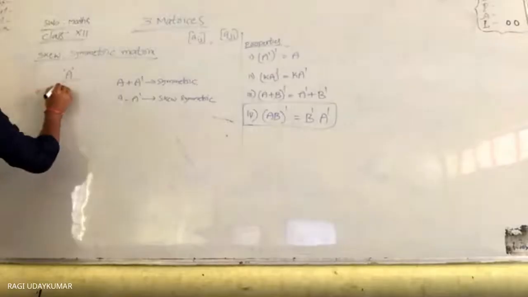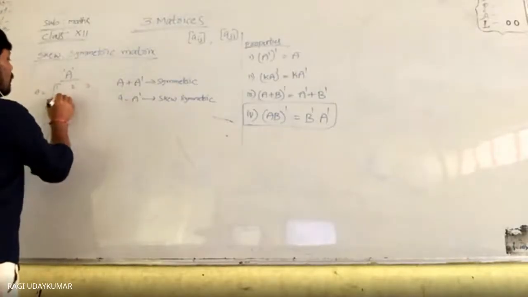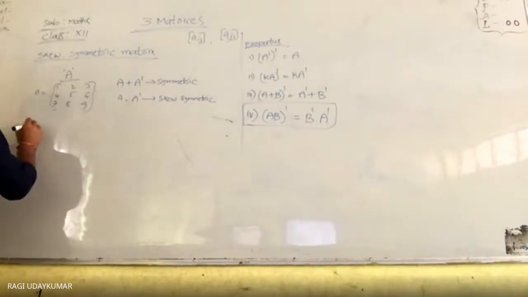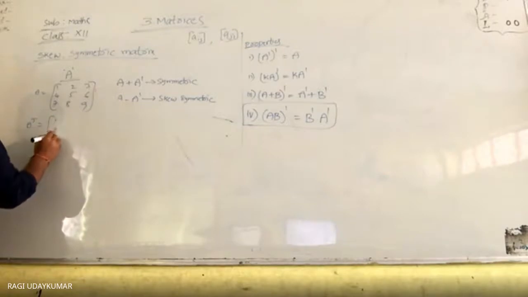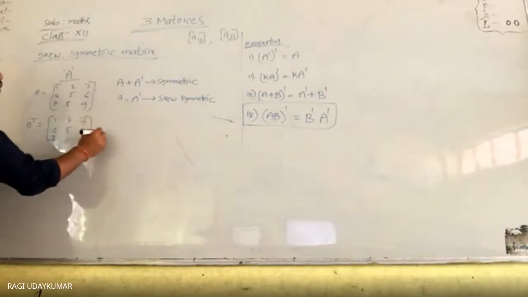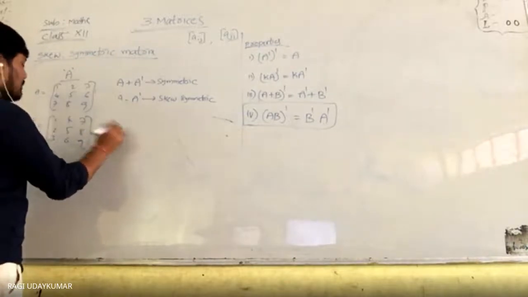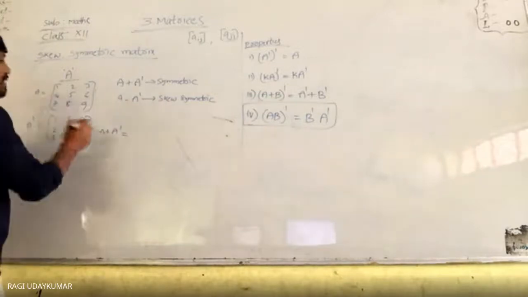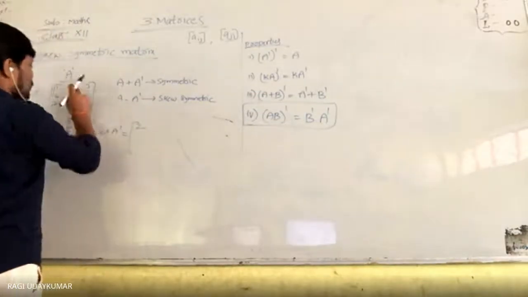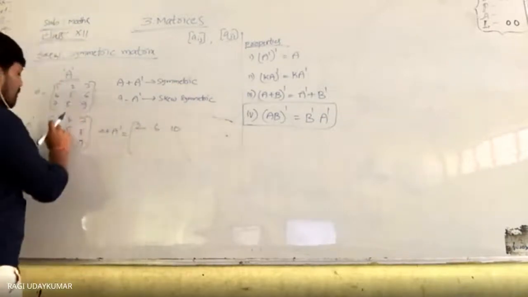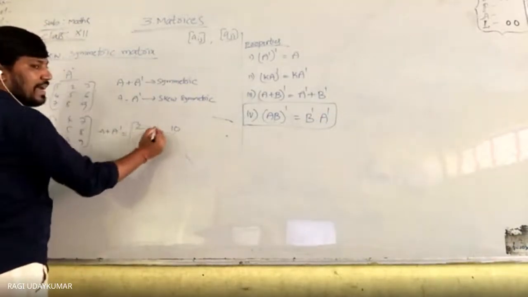A is a matrix of order 3 by 3: 1, 2, 3, 4, 5, 6, 7, 8, 9. Now इसका ट्रांसपोज क्या है? इधर 1, 2, 3, 4, 5, 6, 7, 8, 9. और ये दोनों मैट्रिसेस को ऐड करो. A plus A ट्रांसपोज. What do you get? 1 plus 1 is 2. 2 plus 4 is 6. 3 plus 7 is 10. And 4 plus 2 is again 6. ये दोनों सेम आ गया देखो.